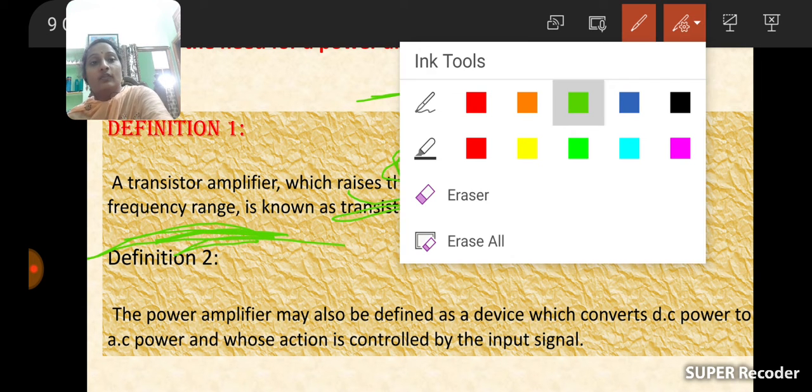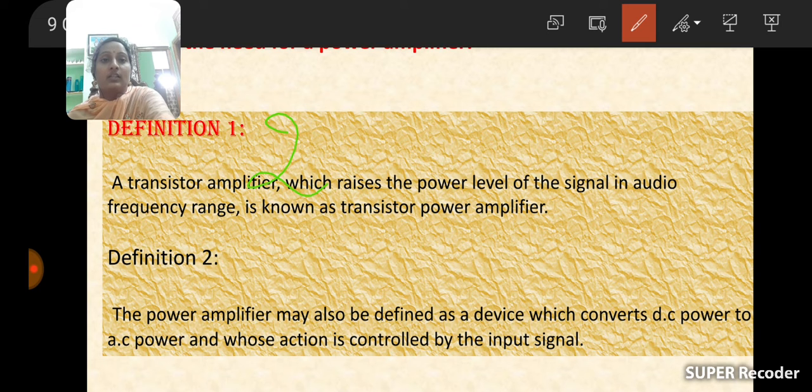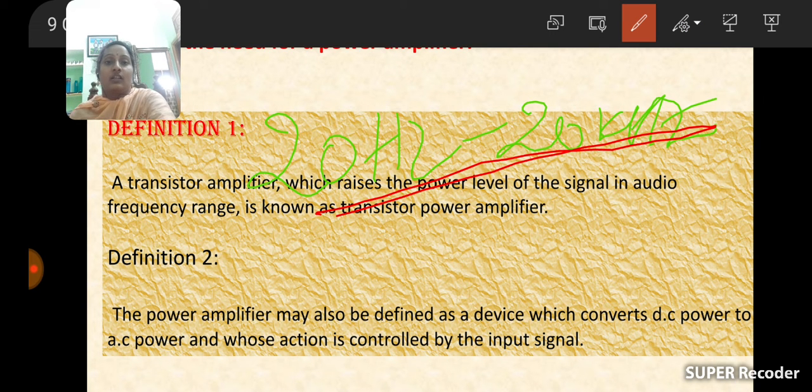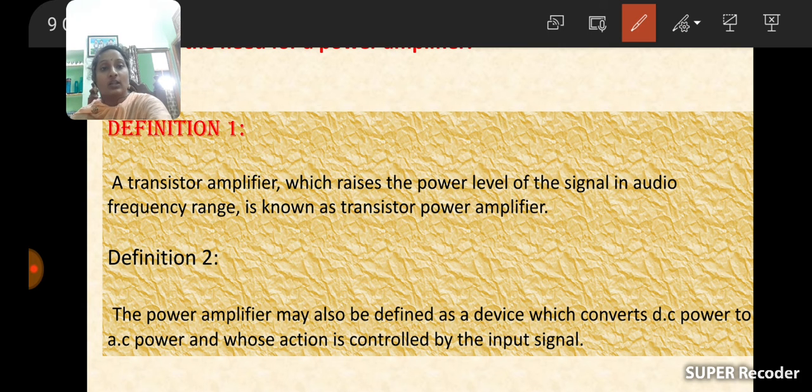So what is the range of audio frequency? What is the audible range? 20 Hz to 20 kilohertz only. So in the audio frequency range, we raise the power level of the incoming signal. It's not a voltage or a current level, it raises only the power level. That amplifier is called a power amplifier.